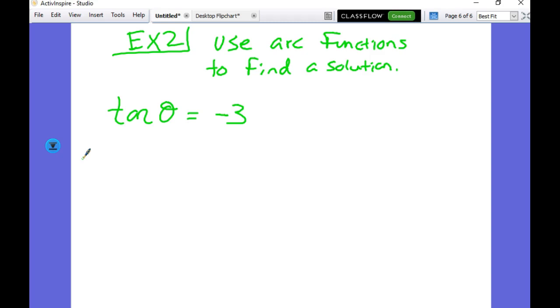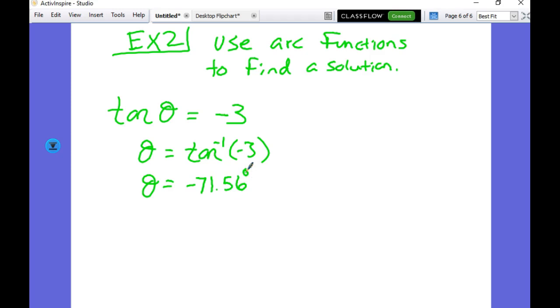We need our calculator. So what I'm going to do is get theta by itself. How do I get theta by itself? I arc tangent both sides. And then from there, you just punch it in your calculator. So go ahead and do that now. Push second tangent -3 equals, and remember, put the negative, not minus. The negative button's at the bottom. What are we getting? -71.5 something. So that would be about -71 degrees.